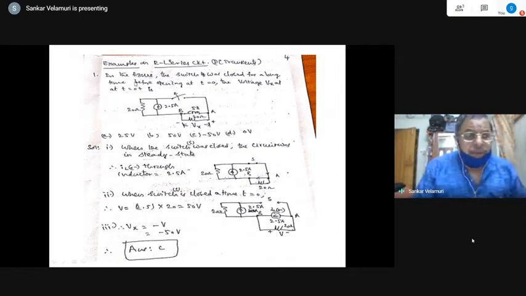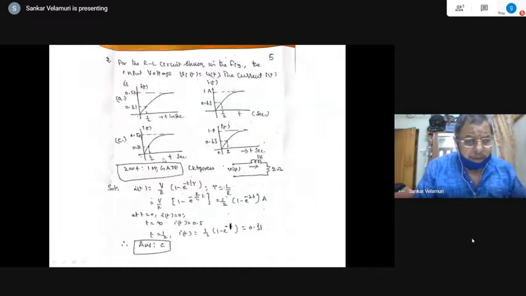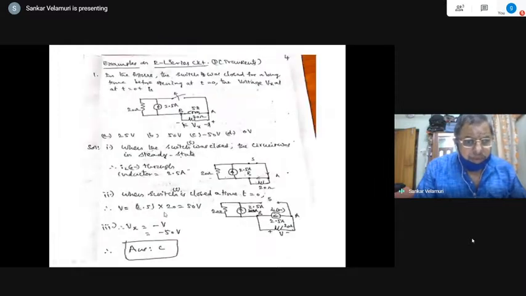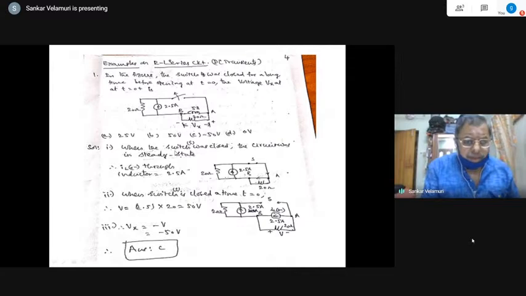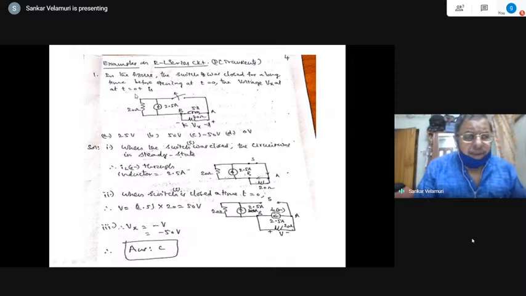So now I would like to solve problems 1 and 2. This is a GATE problem, I think. Yes, it is given in GATE. I have not mentioned it, but it doesn't matter. So in the figure, the switch was closed for a long time before opening at time t equal to 0. The voltage Vx, given here at t equal to 0 plus, is at the immediate instant of switching at t equal to 0.